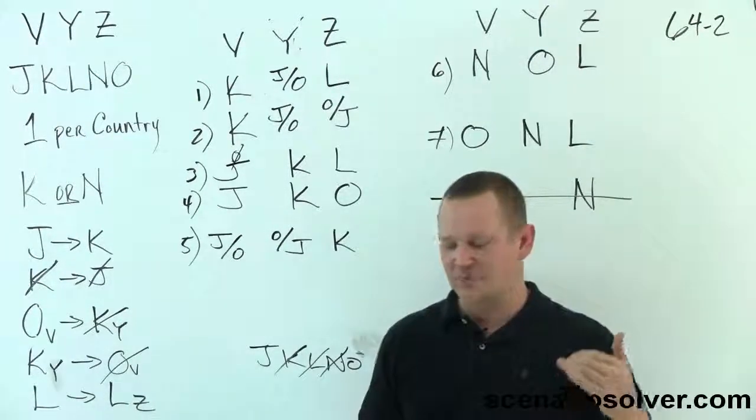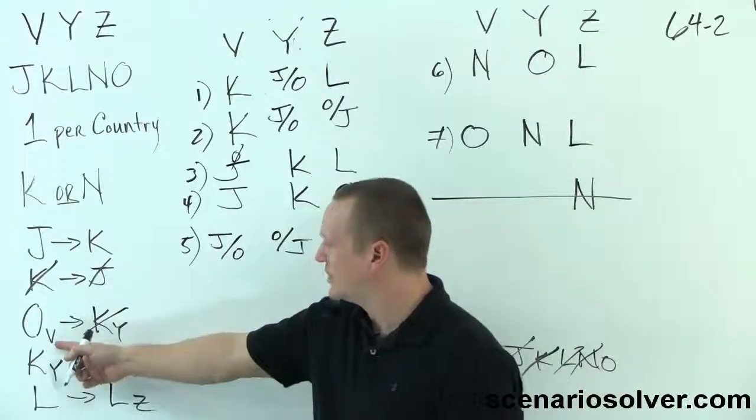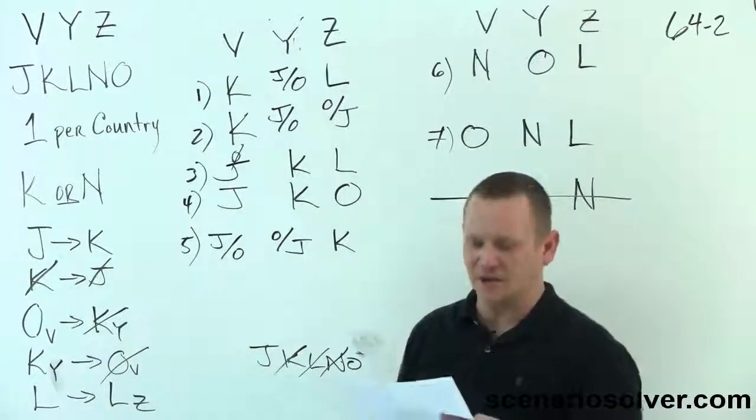So now we're just looking at B, C, and E. Let's look at this rule. If O occurs in V, then K cannot occur in Y.